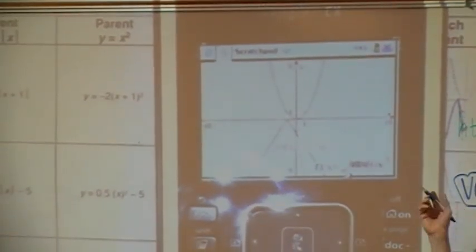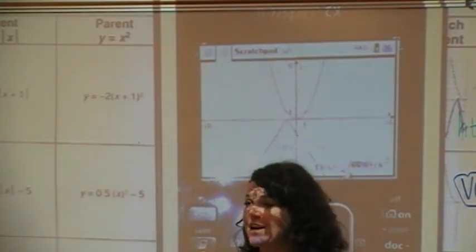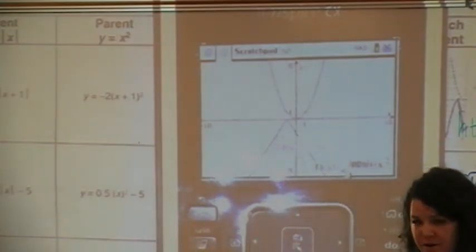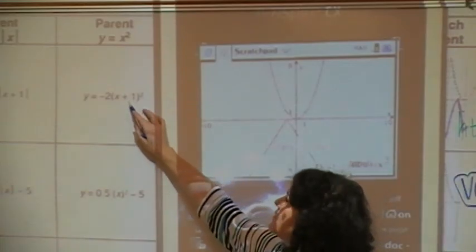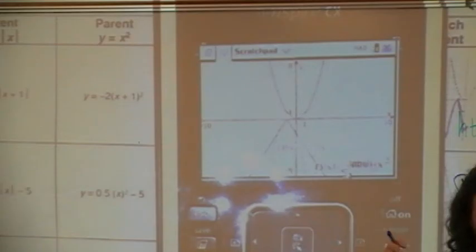That negative flipped it over the x-axis. The 2 made it a vertical stretch, so it appears narrower. And the plus 1 shifted it left 1. That was a horizontal change because it was inside of x.